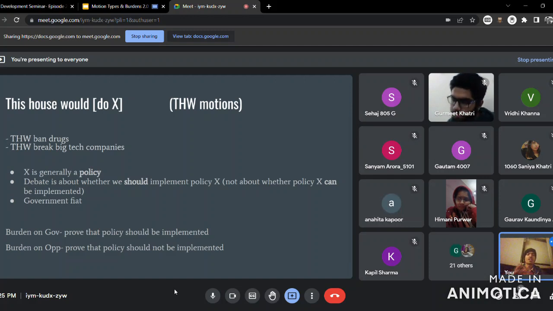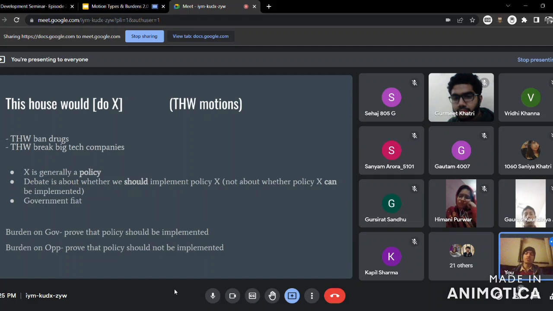It's not allowed for opposition teams to say that the legislature won't pass this policy or parliament won't pass this policy. So that's on government fiat. The burden on gov, broadly speaking, is to provide reasons as to why this policy should be implemented. These can be benefits that a policy provides, or a problem that this policy solves, or just in general it being a fair policy as compared to the status quo or things like that.